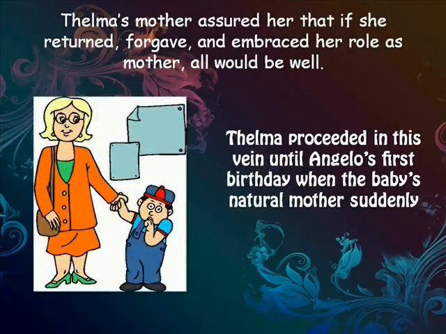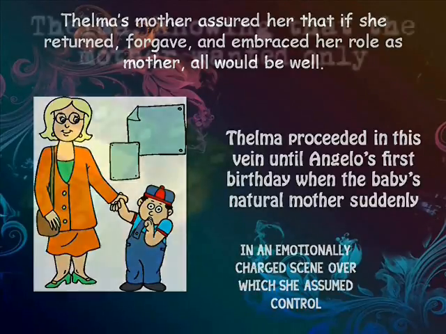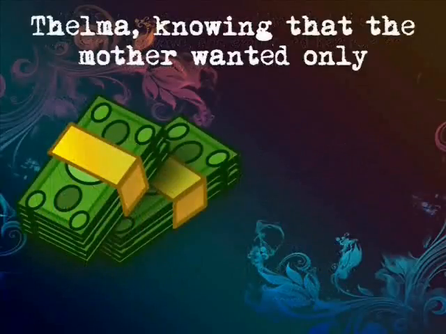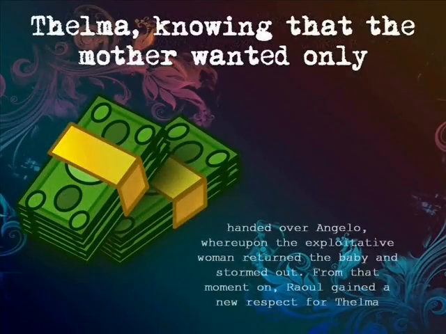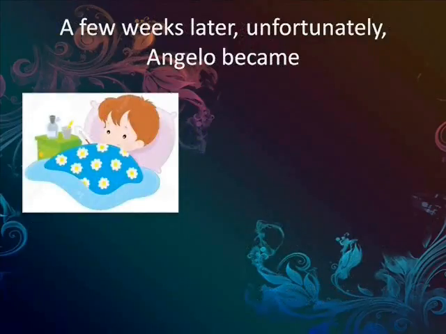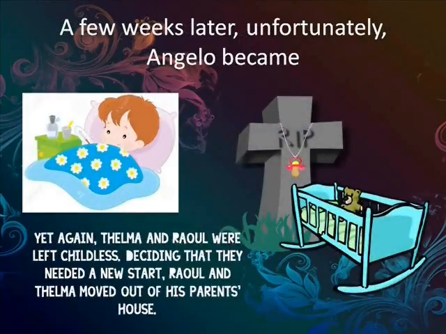son. In an emotionally charged scene over which she assumed control, Thelma, knowing that the mother wanted only money, handed over Angelo, whereupon the exploitative woman returned the baby and stormed out. From that moment on, Raul gained a new respect for Thelma. A few weeks later, unfortunately, Angelo became ill and died of meningitis. Yet again, Thelma and Raul were left childless.